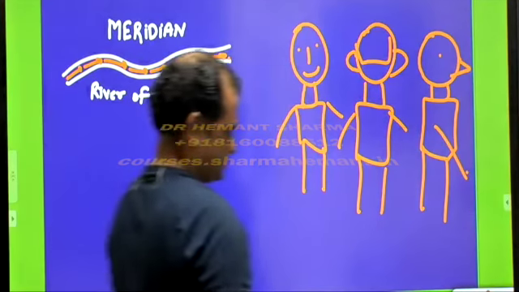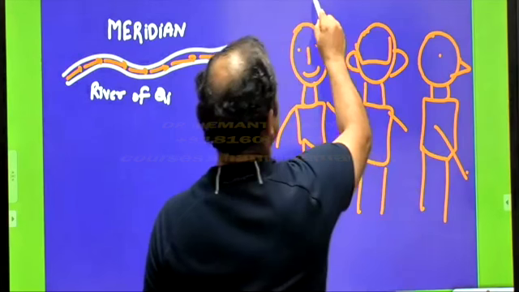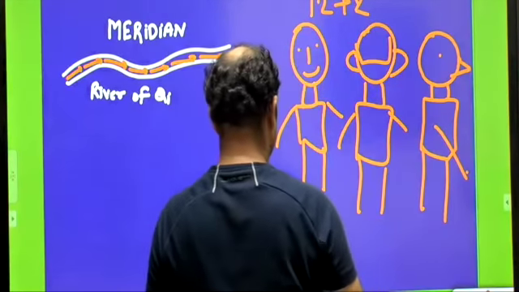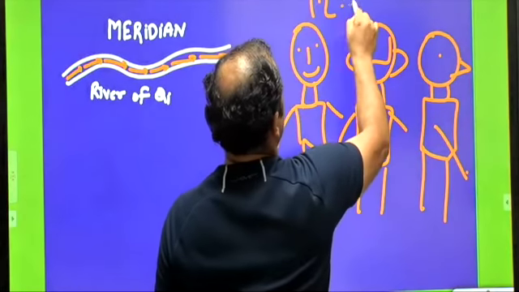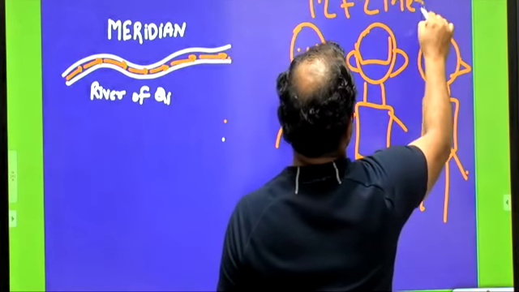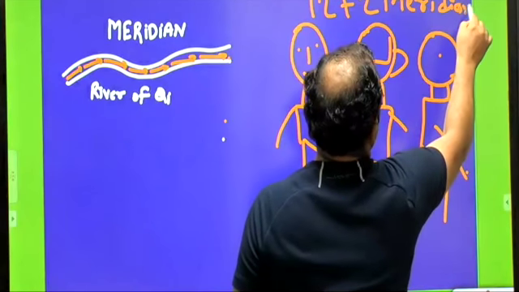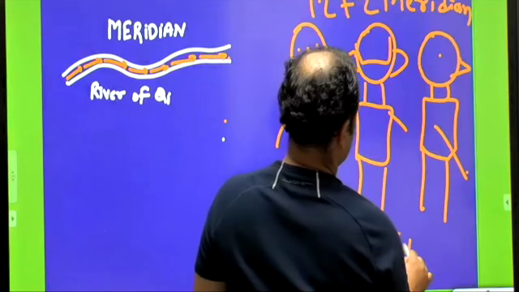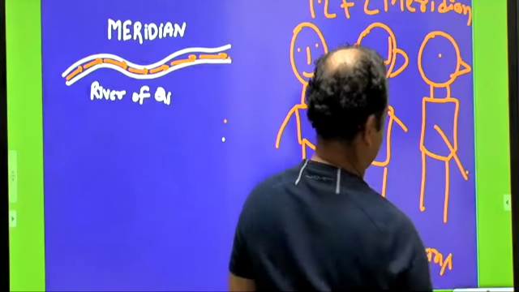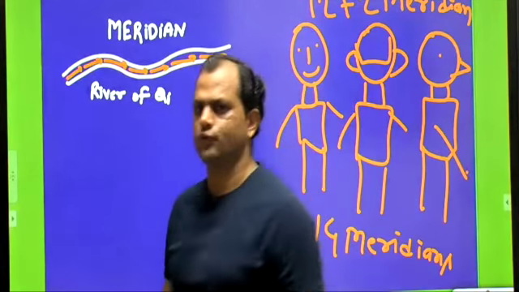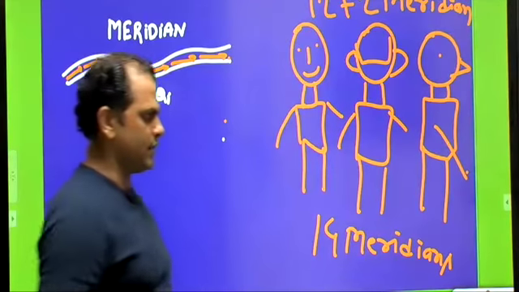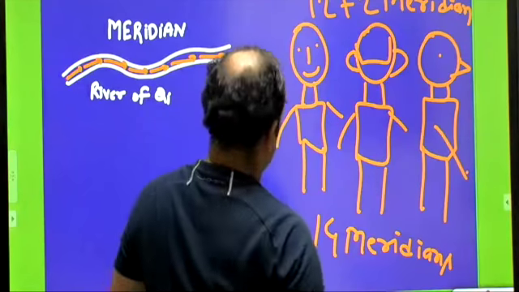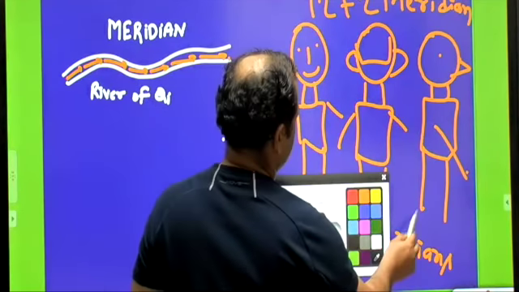So, altogether, we have 12 plus 2 meridians. This means if we study the 14 meridians, then we can treat any disease happening in the body. The whole body, front, back and side, all together, has a total of 14 energy pathways.